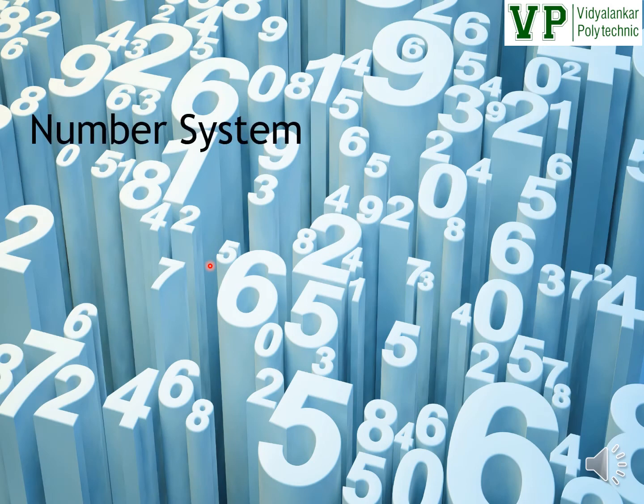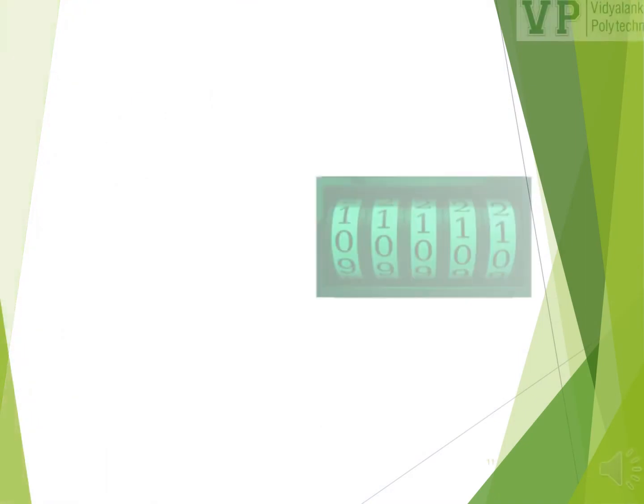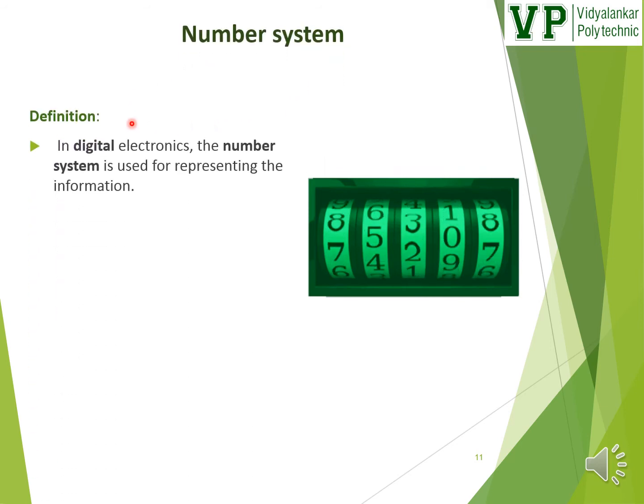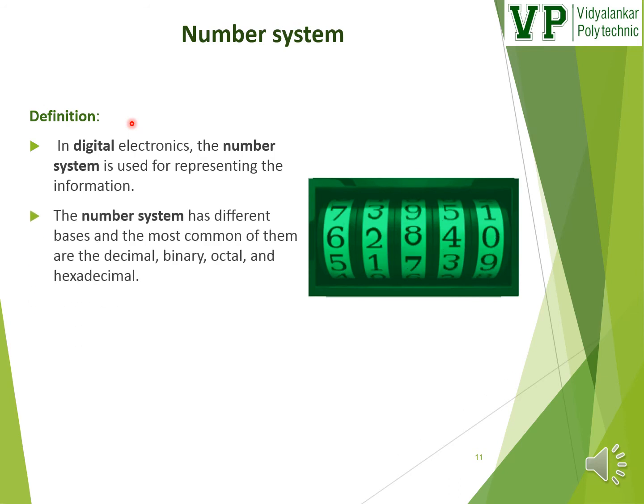Number system. Number system plays a very important role in digital system. On screen, you can see all different types of numbers. Number system we use to represent the data. You all can see this number. Number system is very important in digital electronics to represent all information.